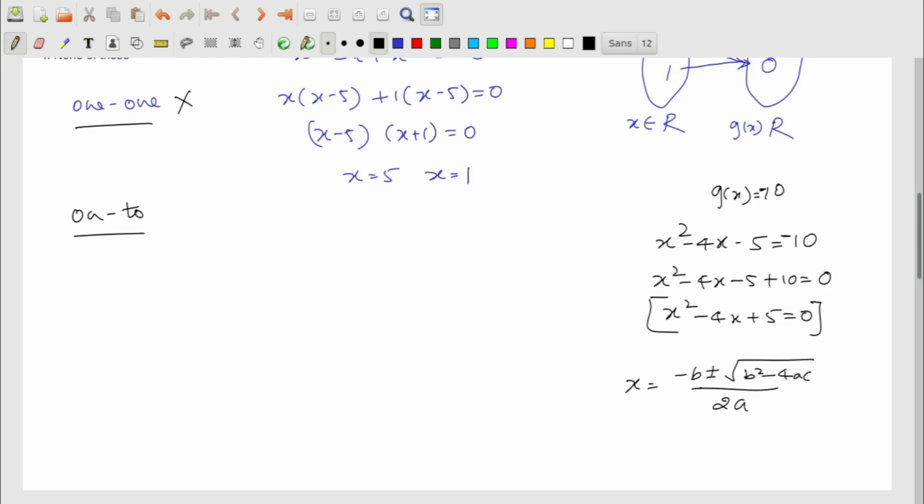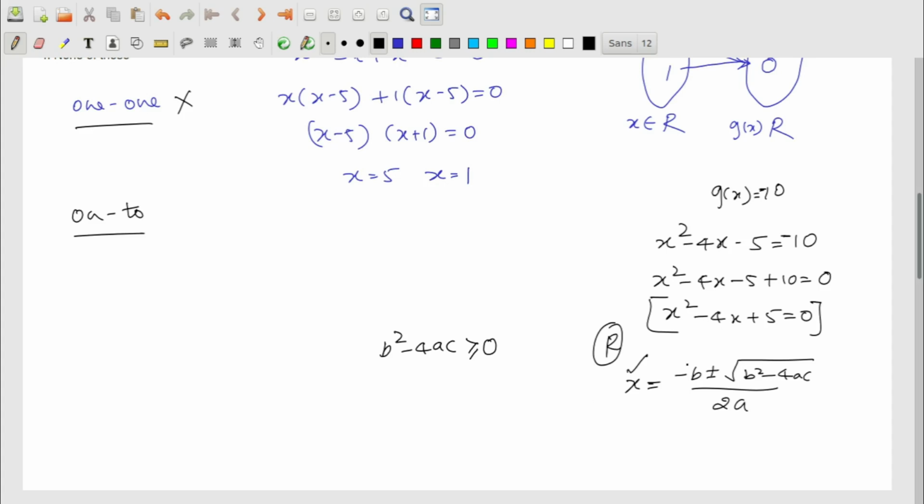Okay. So now here, if you want this x to be a real number, right? Because x is in the domain and it belongs to the real numbers. If x must be a real number, then this b square minus 4ac must be greater than or equal to 0. We all know this condition, right? You learned it in class 10th. This b square minus 4ac must be greater than or equal to 0. Then only we'll get x as a real number, right?